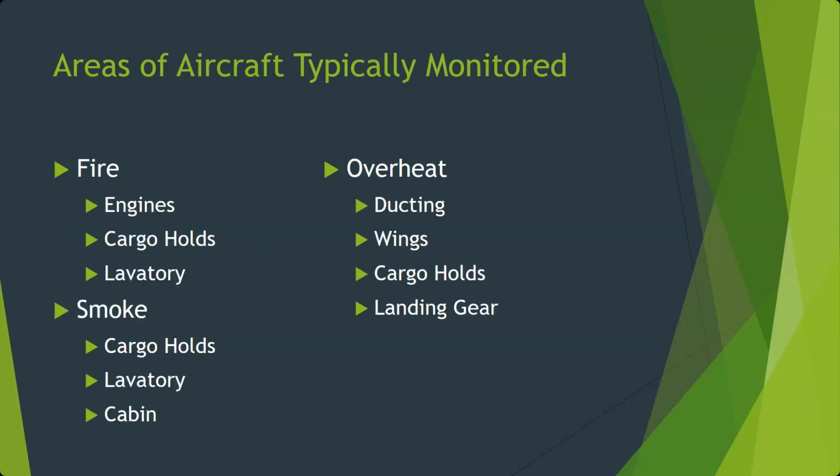Overheat along ducting, leading edges of wings. We want them to get hot, but not too hot. The cargo holds and then the landing gear. And then combustible mixture, I've got cargo holds, although I've heard recently there's some talk about combustible mixture detection in the fuel tanks now too, in addition to gas inerting systems. So fuel tank inerting systems that prevent it from becoming a combustible mixture.